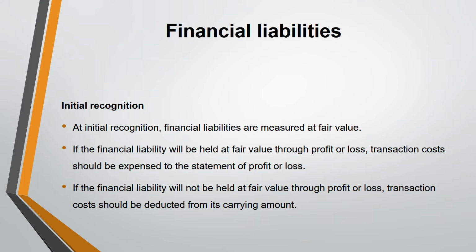So these two differences you should know. If the financial liability is held at fair value through profit and loss, then transaction cost is expensed. If not held through profit and loss, then transaction cost is deducted from the carrying amount of the financial liability. But initial recognition is at fair value only.